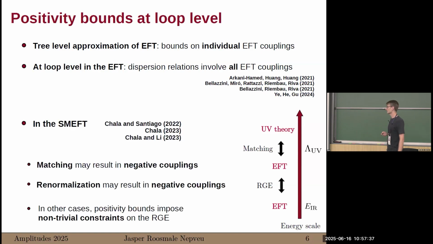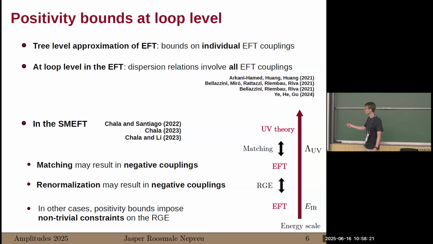For example, in the standard model effective field theory, for those parameters that I just showed in the previous slides in that experimental analysis, if you just consider simple UV completions, you find negative couplings both with the matching calculation, so matching to those UV completions, but also with the renormalization: even starting with positive couplings, doing your renormalization in the effective field theory will result in negative couplings as well. So here, let me also mention that in certain cases, when you can argue away the effects of those branch cuts in the effective field theory, you can derive non-trivial constraints on the renormalization group equations.